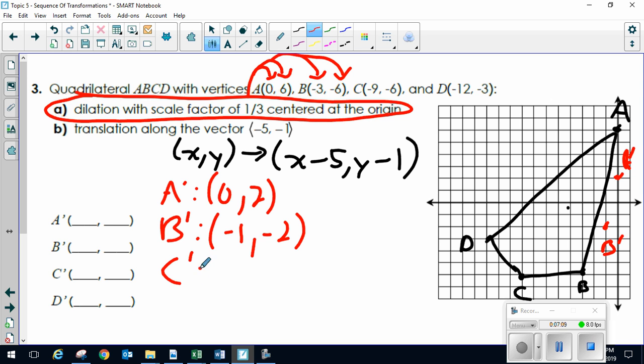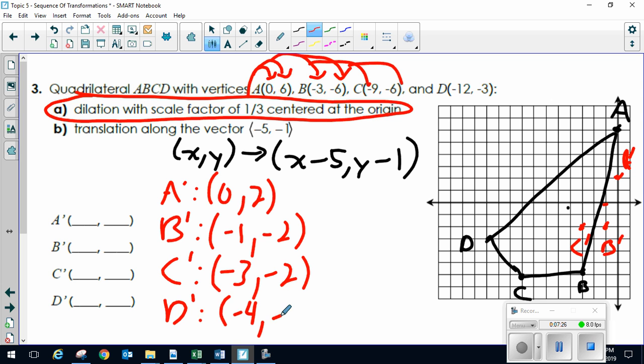C prime, same idea. Divide them both by 3. So that's going to give me negative 3, negative 2. And then D prime, same thing. Divide them all by 3. So it's going to give me negative 4, negative 1. So here is my new figure. You can see it's a lot smaller than what it once was.